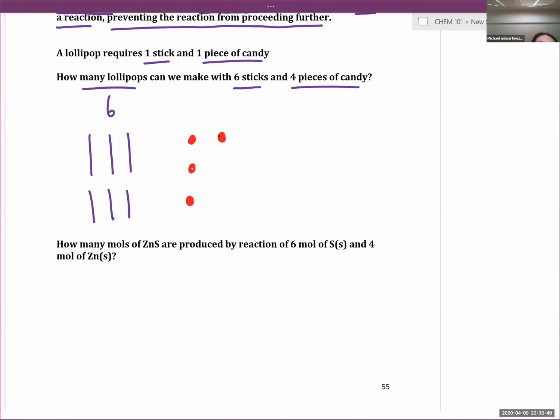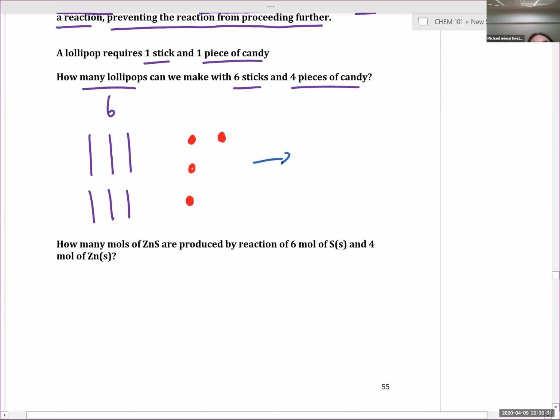So would someone like to type in the chat, how many lollipops can I make? What's the maximum number of complete lollipops I can make? 4, exactly right. I have 4 pieces of candy, so I can make 4 lollipops, and left over, I have 2 sticks.